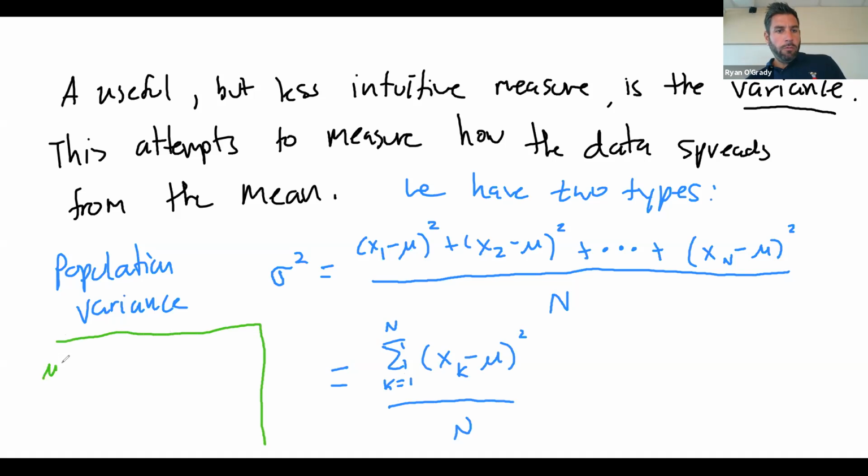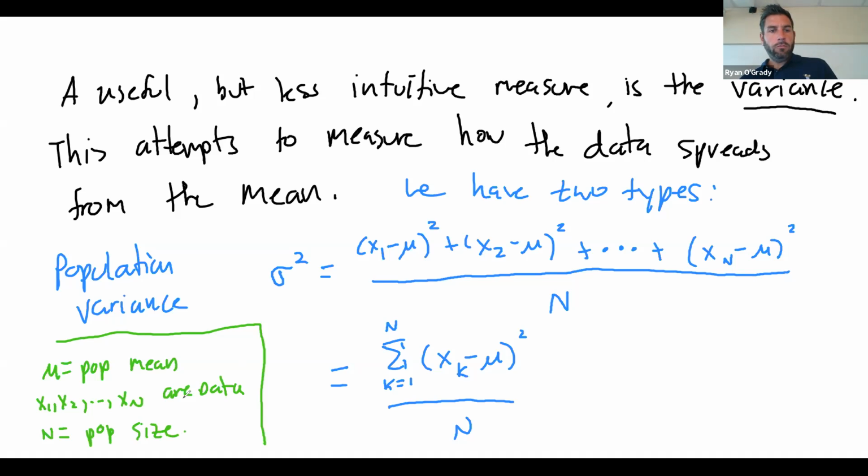So let's remind you of what some of these things are. Mu is the population mean. X sub 1, x sub 2 are the data. And capital N is the population size. So there are a lot of curiosities about this for students. I know I had one.